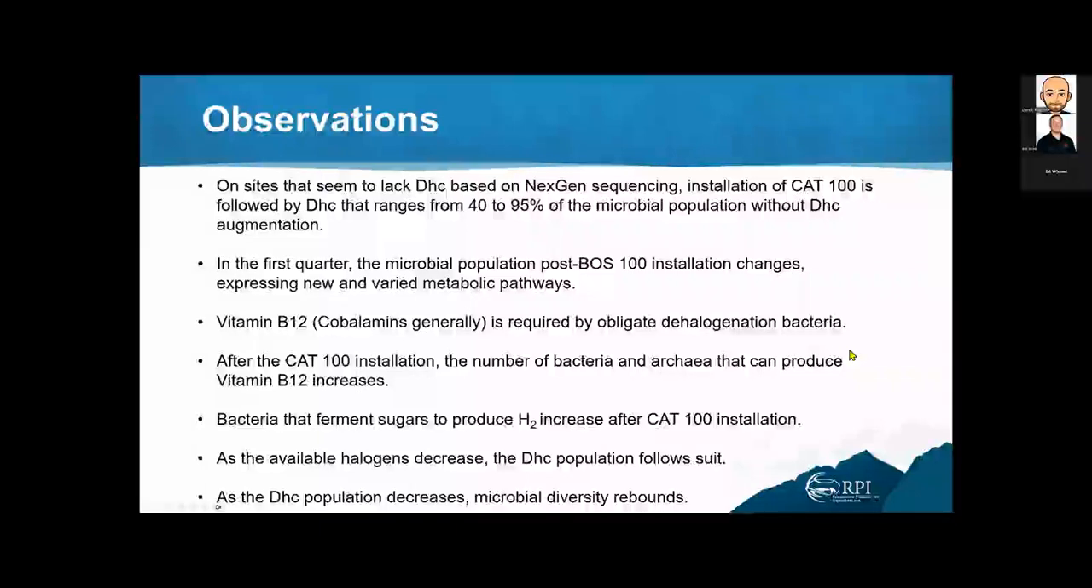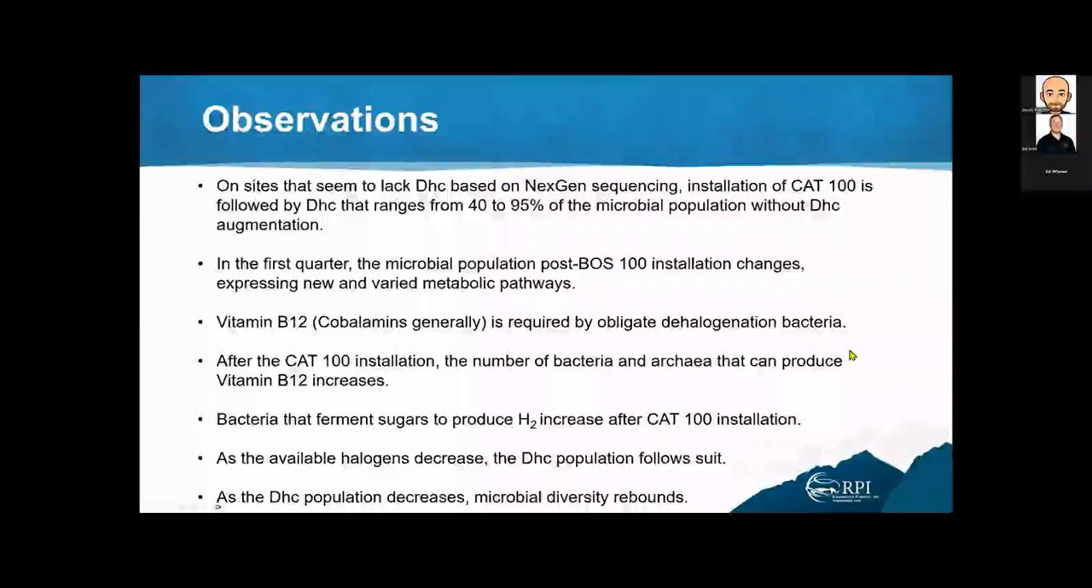What's required? Vitamin B12, cobalamins, are required by obligatory dehalogenating bacteria. I probably didn't say it, but I'll point it out now in case one wonders. The reason I'm making a big deal about the obligatory dehalogenating bacteria is if they are there, then they are dehalogenating because they have to. That's why they're more important than the facultative. The facultative could come and go and be doing other things for a living.